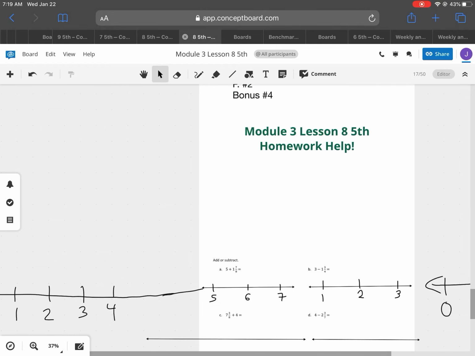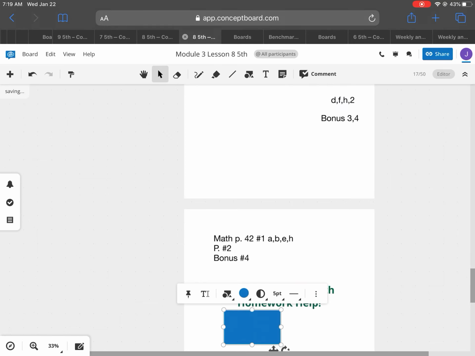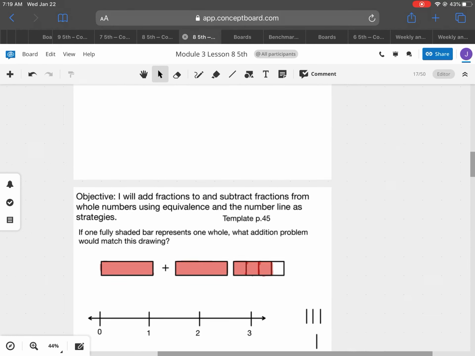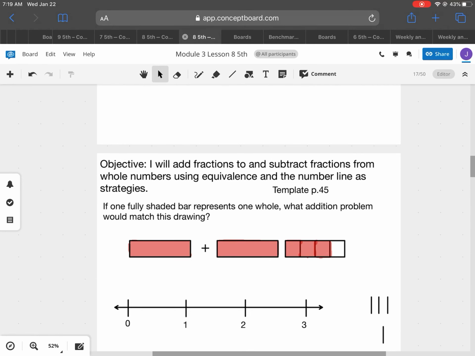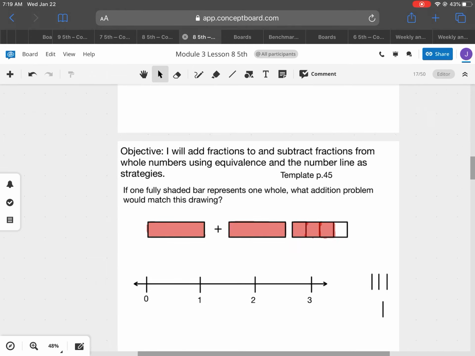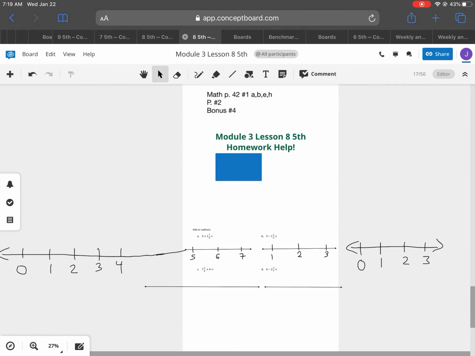Alright, so today we are going to add or subtract whole numbers. Okay, let me get to the objective. I forgot to copy that. Here we go. I will add fractions to and subtract fractions from whole numbers using equivalence and the number line as strategy. So that's what we're doing today.